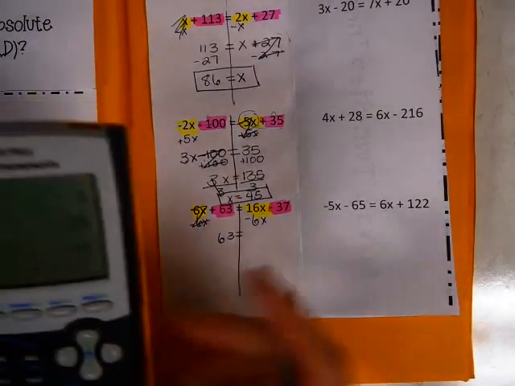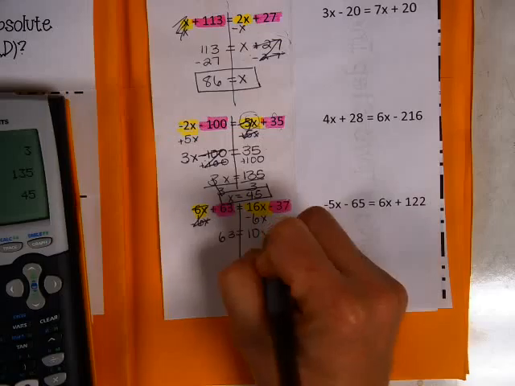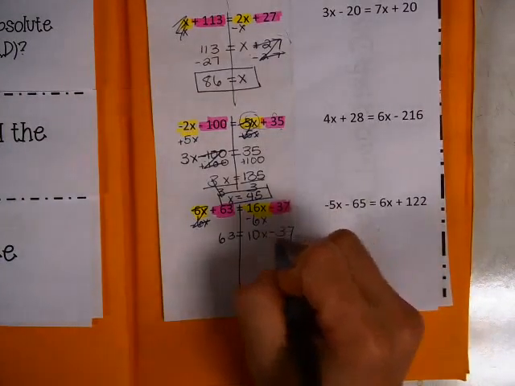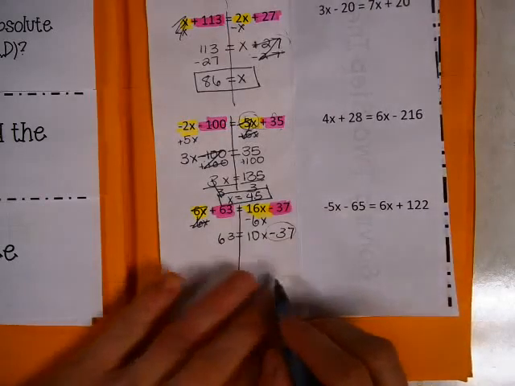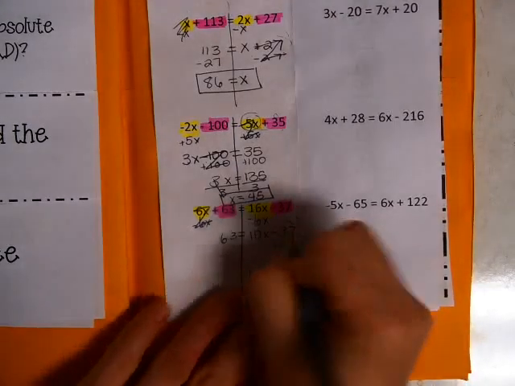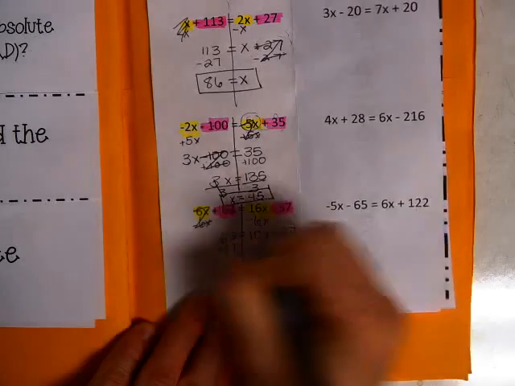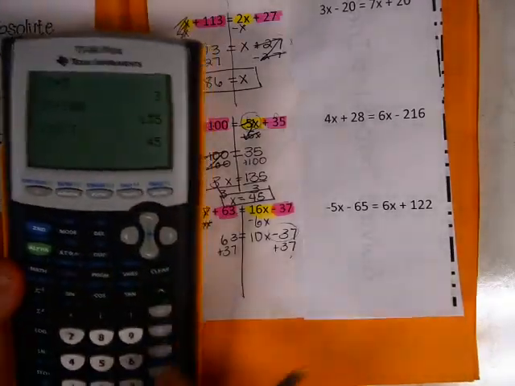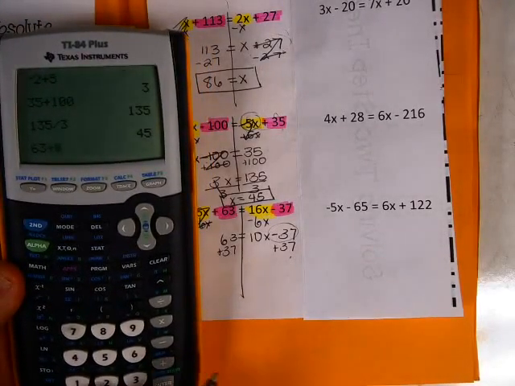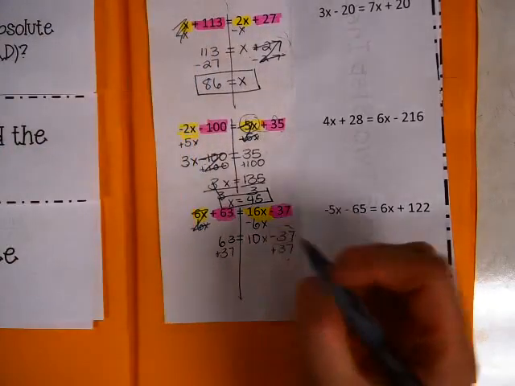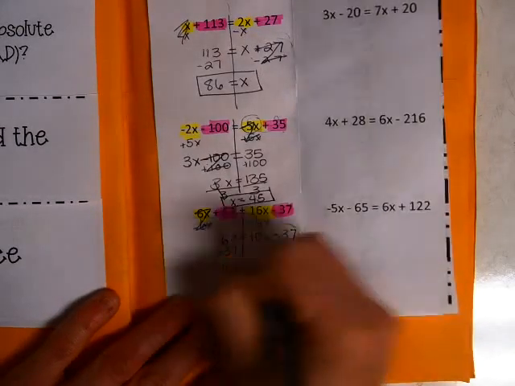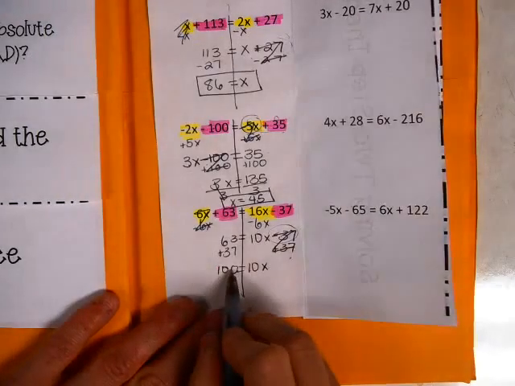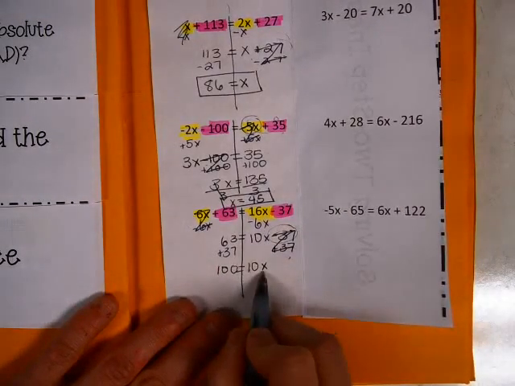16 minus 6 is 10x minus 37. Now I want this gone because I want princesses by themselves. So I'm going to add 37 to both sides because the opposite of negative is positive. So 63 plus 37 is 100. This is canceled out. Now I have 100 equals 10x.